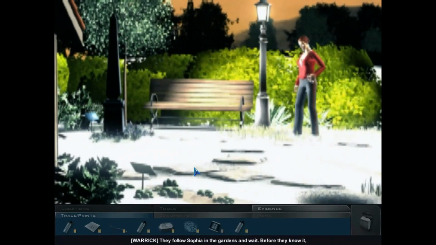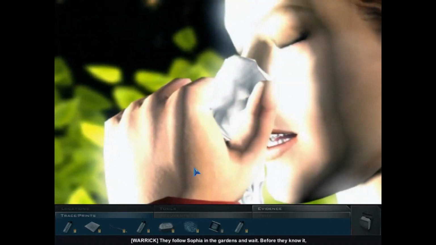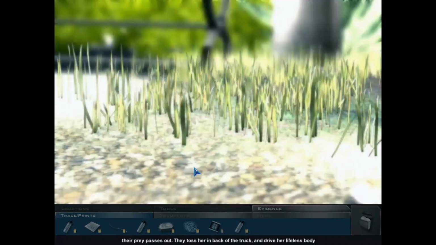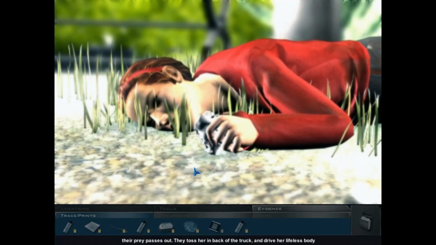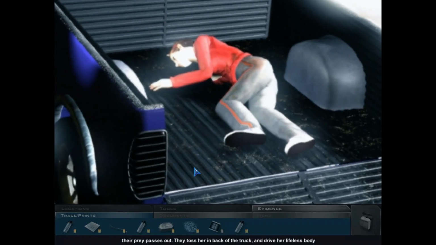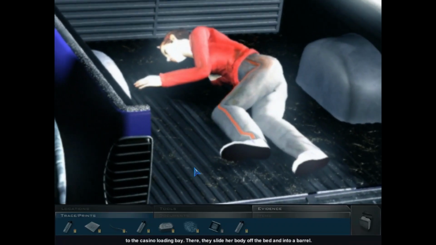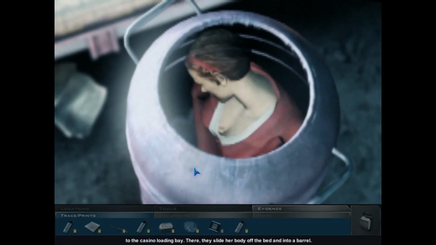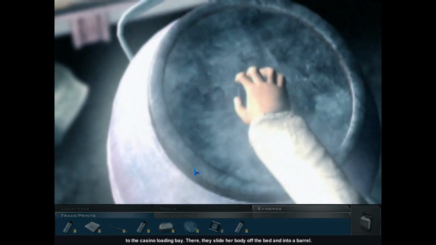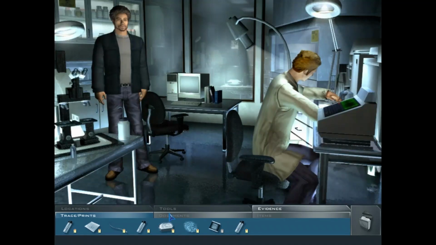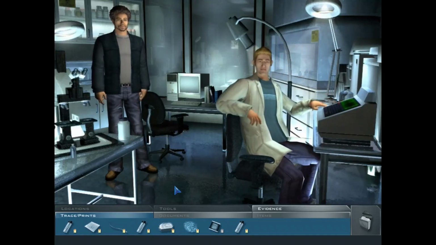They follow Sophia in the gardens and wait. Before they know it, their prey passes out. They toss her in the back of the truck and drive her lifeless body to the casino loading bay. There, they slide her body off the bed and into a barrel. Of course, this whole theory fizzles if Wilkinson picked up the firewood after Sophia's murder. We should prove that wasn't the case.